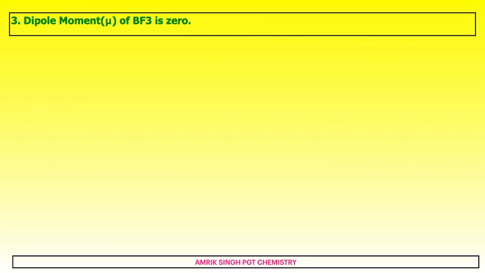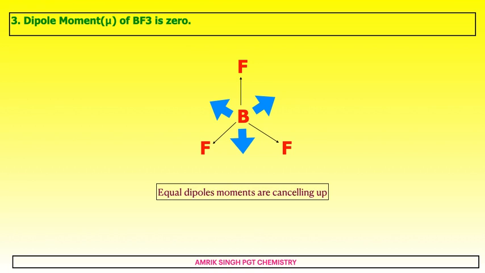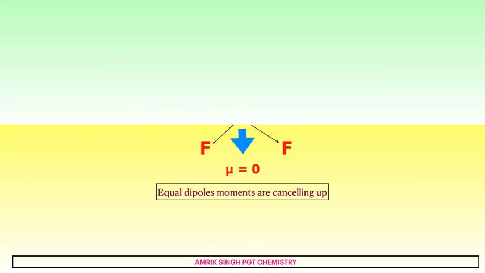Now dipole moment of BF3 is 0. We have the shape of BF3, triangular planar shape. All the dipole moments are coming from boron to fluorine, and for these two bonds the resultant is here. For these two bonds the resultant is here, and net dipole moment will be zero in this case also. Here equal dipoles are cancelling out, mu is zero.